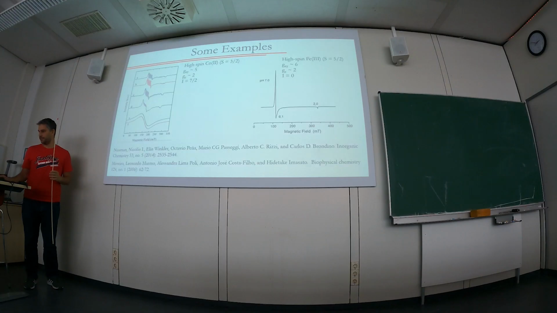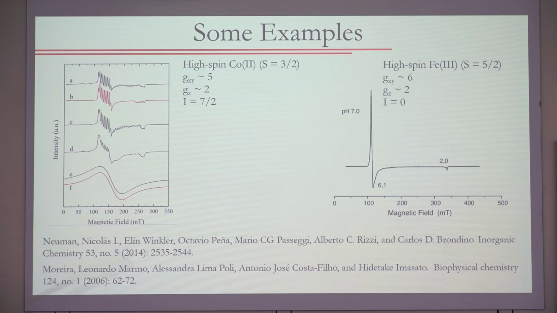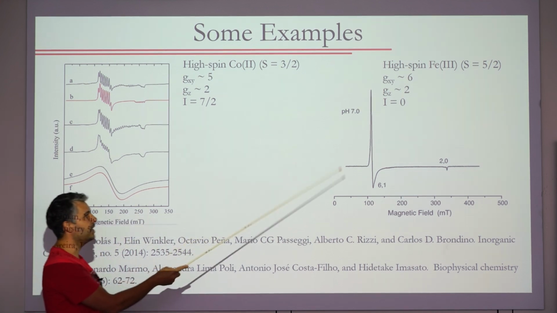So you probably have seen this somewhere. And then, okay, now there are examples. So these are high spin cobalt complexes that I studied. So this is a G value, G xy, of around 5. You see 8 lines because of the nuclear spin. And then here you see a G z value around 2. And then, okay, there's another stuff regarding the dilution. There's an example of high spin iron 3.